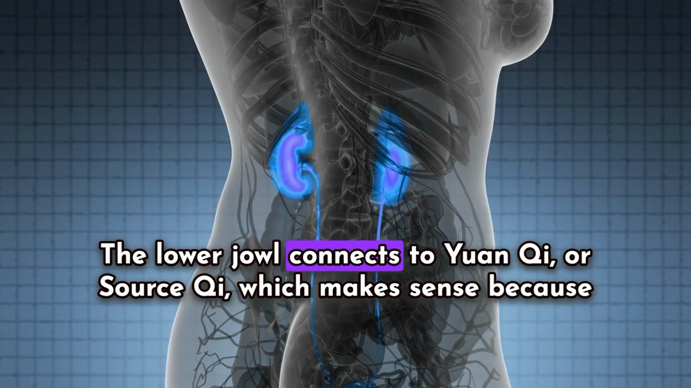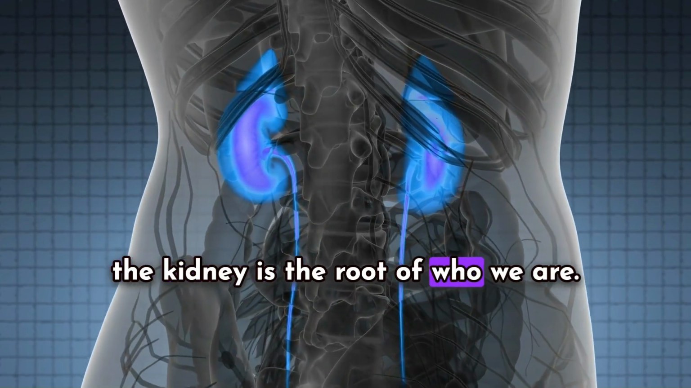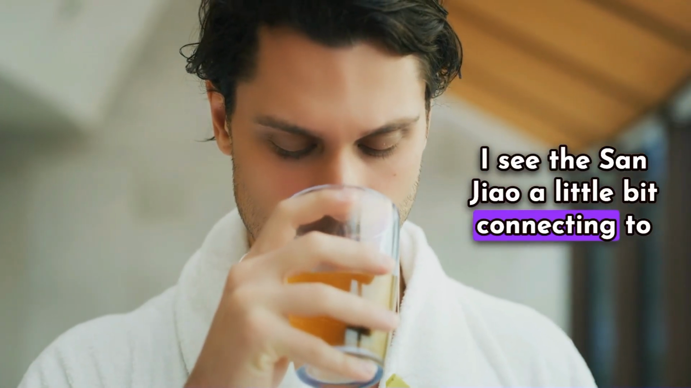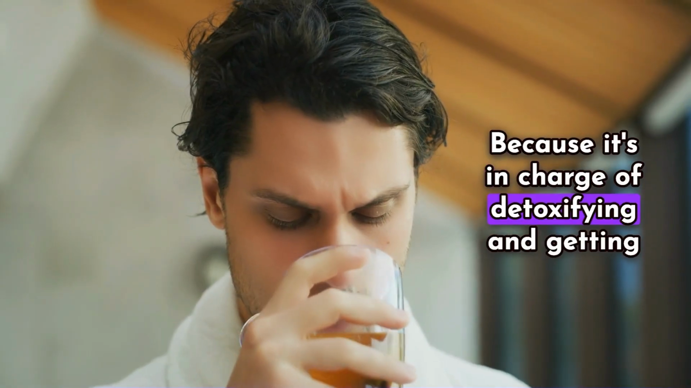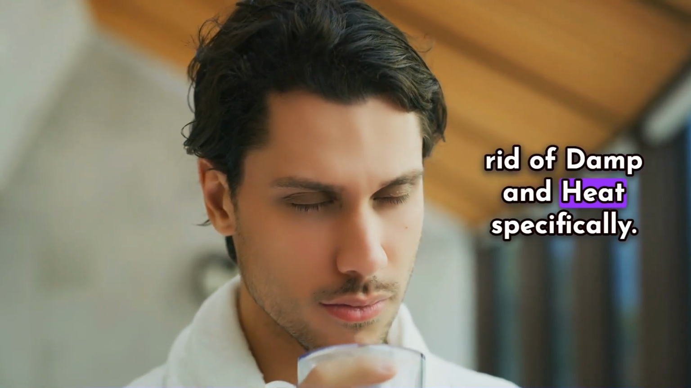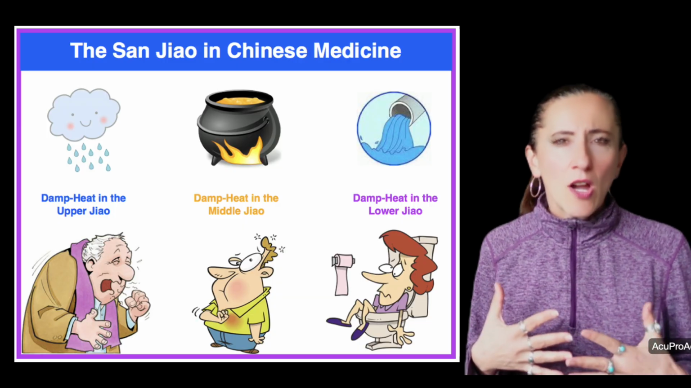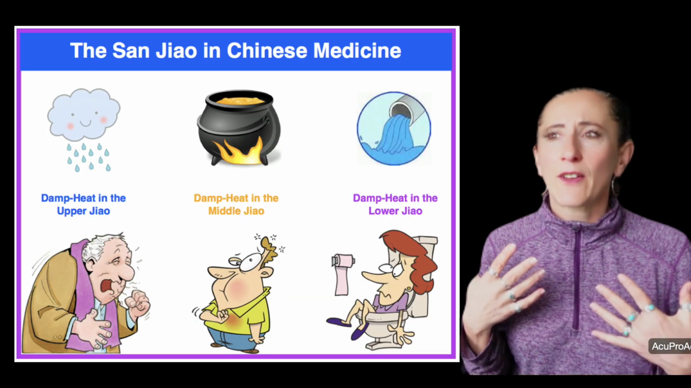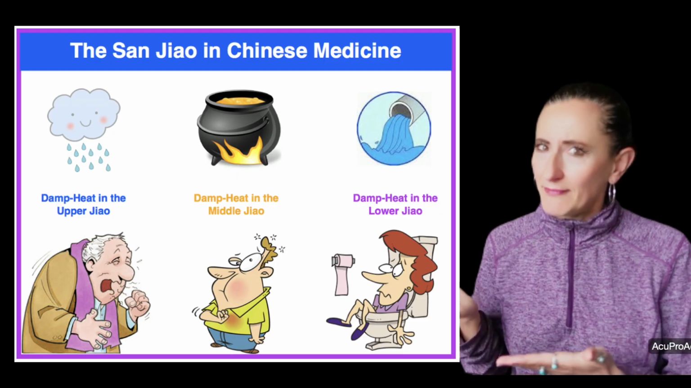The lower jiao connects to yuan qi, or source qi, which makes sense because the kidney is the root of who we are. It's also in charge of fluid transformation. I see the San Jiao as connecting a little bit to the lymphatic system of our bodies, because it's in charge of detoxifying and getting rid of damp and heat specifically. So if we have damp and heat in the upper jiao, it will affect the lung and heart. For example, if we have a cold or a flu where we're coughing a lot of phlegm, that is damp.